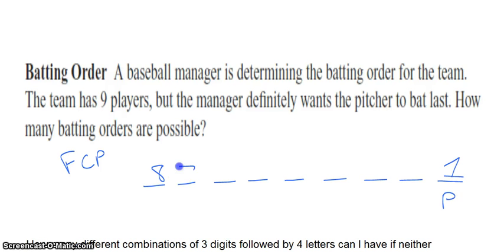Then there's 7 people left to choose from. Then there's 6 people left to choose from. Then there's 5. You probably get the idea. So I need to multiply all these together, and that gives me a number of possibilities of 40,320 when you just type it in and multiply them all in your calculator. So if the only strategy was the pitcher bats last, there are 40,320 different ways that everyone else can bat.